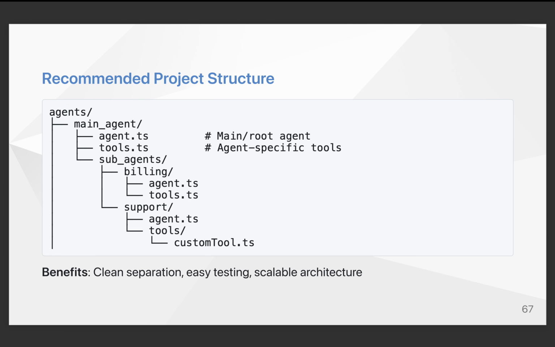This structure gives you a clean separation of concerns where each agent is self-contained. It's easier to test individual agents in isolation, and this architecture scales naturally as you add more agents, making it clear immediately how your agents relate to each other. For example, your billing agent and its tools can stay together. When you need to debug billing issues, everything is in one place. When you add a new specialist, you simply add a new folder.